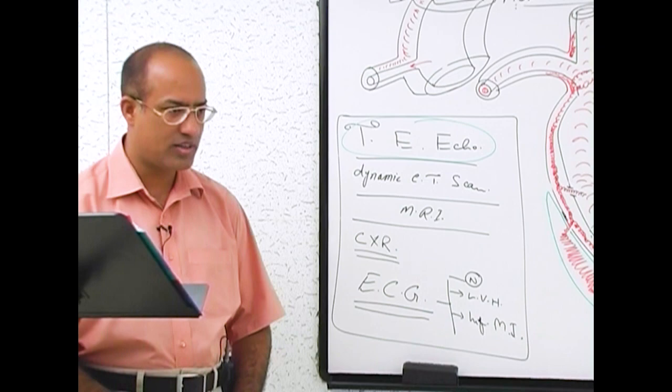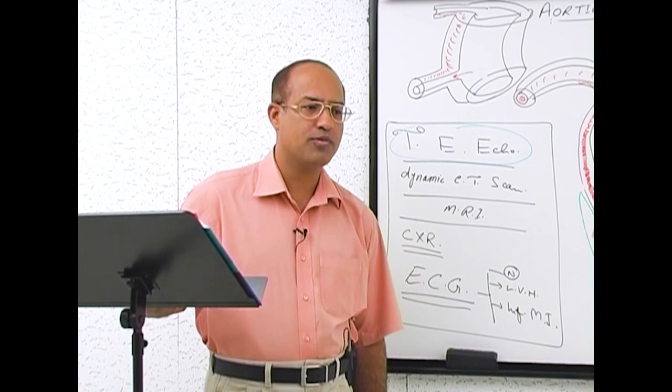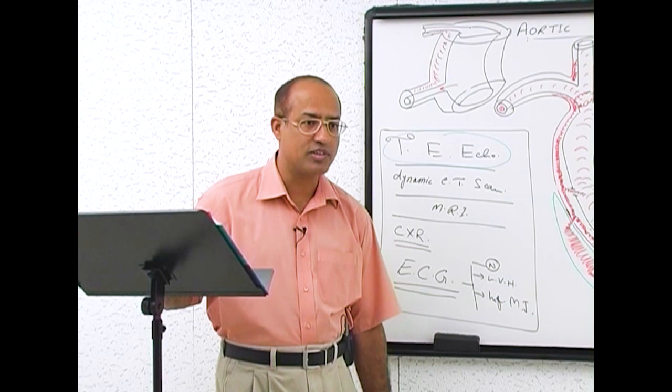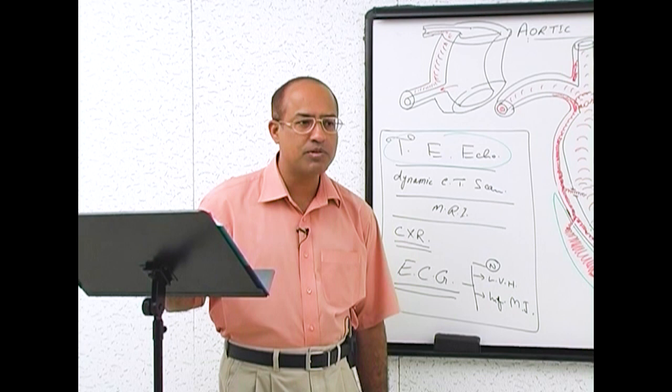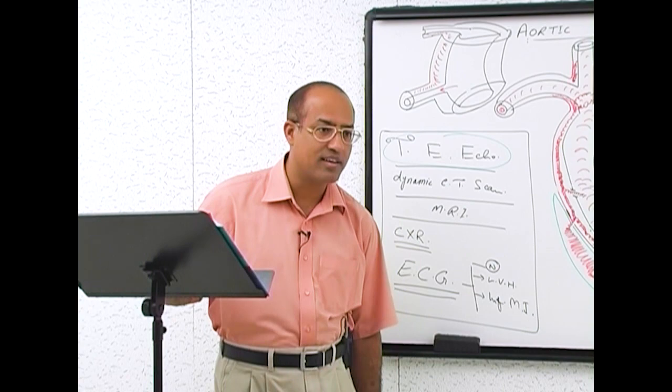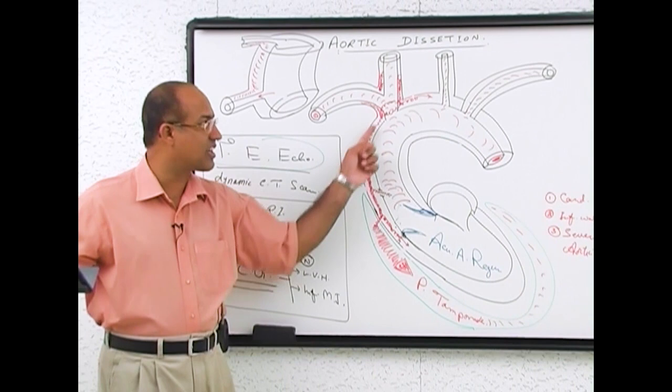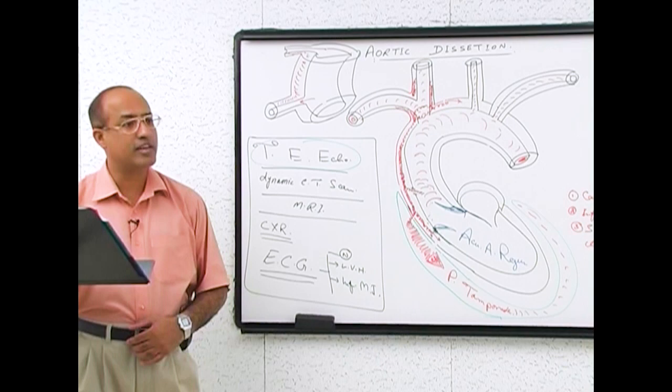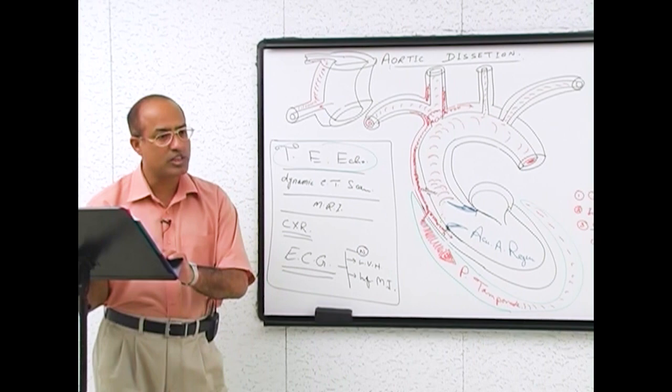Then how would you treat it? First of all, of course, you will admit the patient immediately, because you know something very serious is going wrong. Check the blood pressure and keep the systolic blood pressure somewhere between 100 and 110. Because high blood pressure drives the dissection. It accelerates the progression of the dissection.